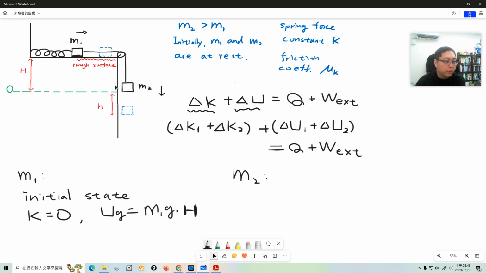I hope you understand how to evaluate the gravitational potential energy. But be careful, because M1 is attached to a spring, so the system also has elastic potential energy, which we call U spring. It looks like I forgot to mention one thing: initially M1 is at rest, and initially the spring is unstretched.